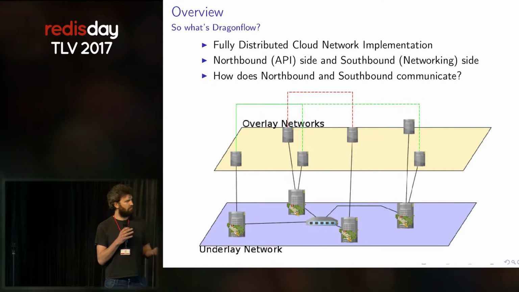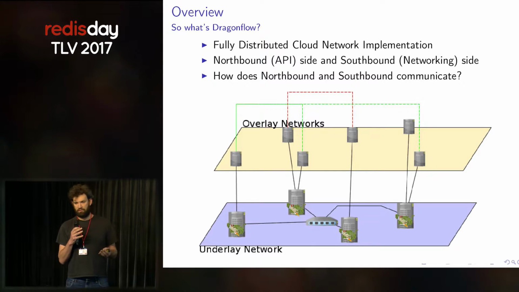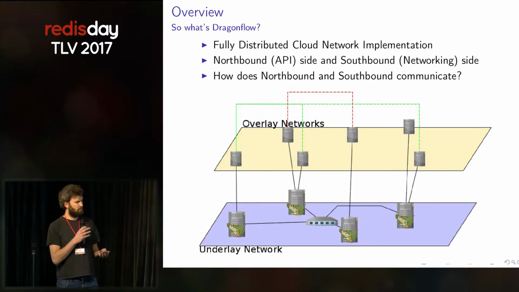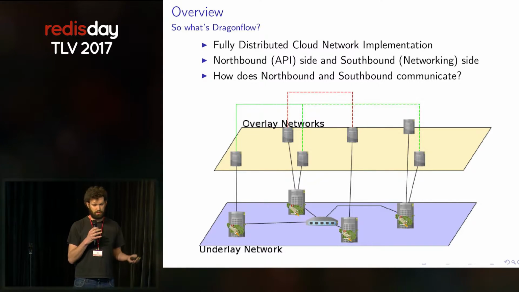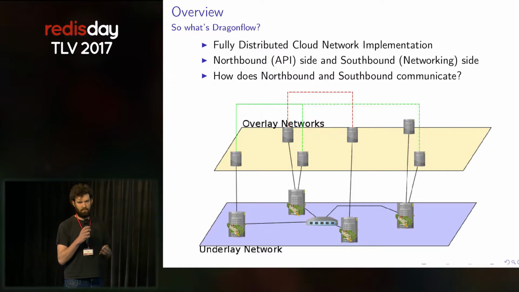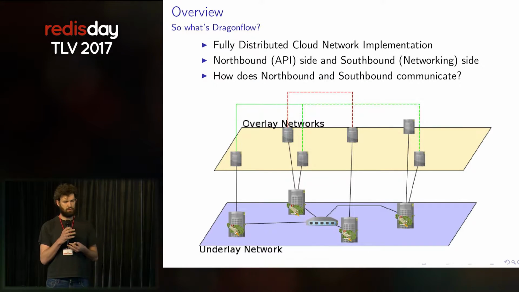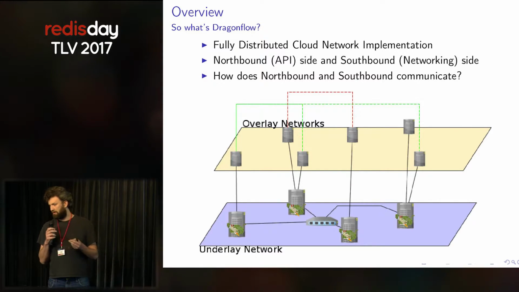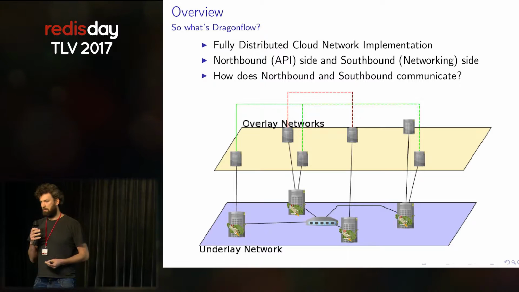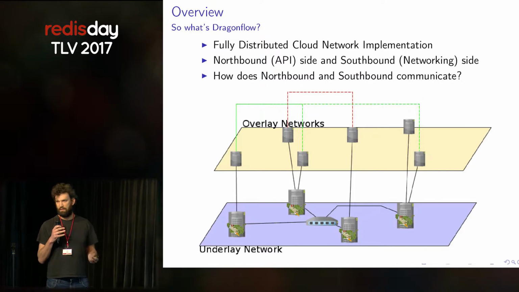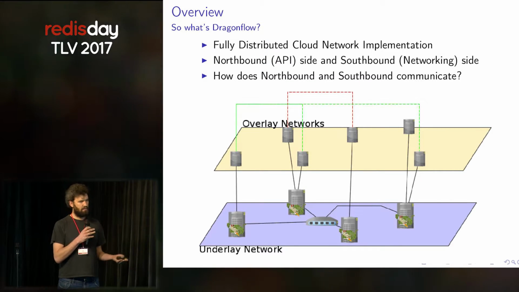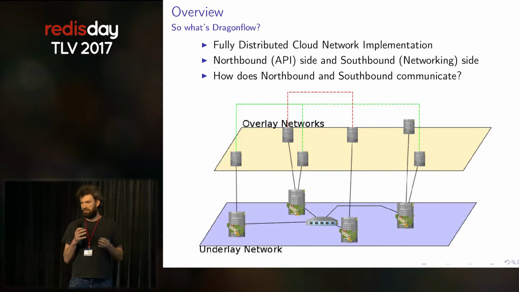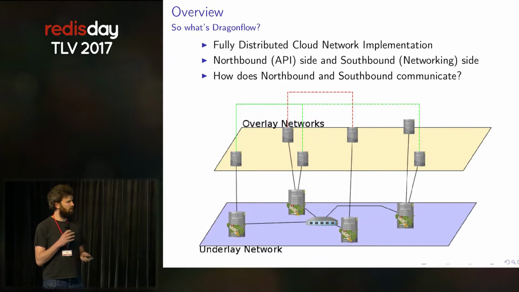So more deeply, what's Dragonflow? As I said, it's a fully distributed cloud network implementation. Given a cloud with virtual machines which are connected to the network, we need to move the packets along from one virtual machine to another according to what is allowed or what is forbidden. And Dragonflow, as I said, is part of the OpenStack project. We use OpenStack as the API to define this network, to define the cloud. And Dragonflow is just the implementation, just the actual part of moving the packets along.